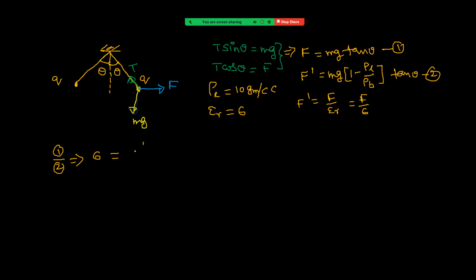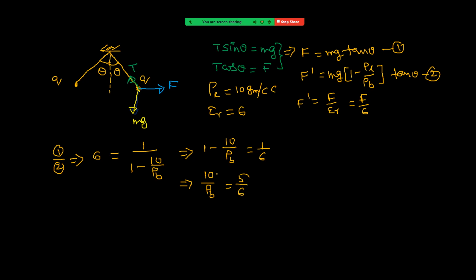It is now 1 by 1 minus rho L by rho B. Rho L is given as 10, so 10 by density of body. That implies, see what we get: 1 minus 10 by density of body is equal to 1 by 6. Right? That means 10 by density of body is equal to 1 minus 1 by 6, that is 5 by 6.